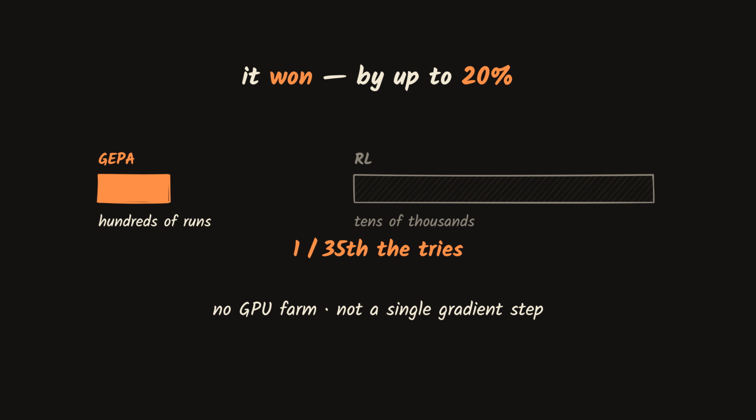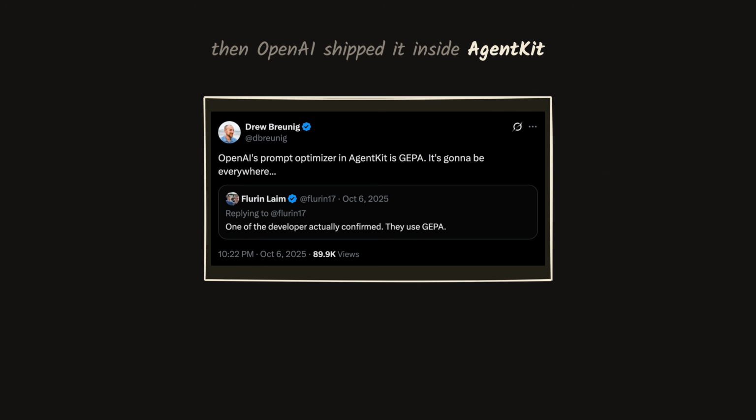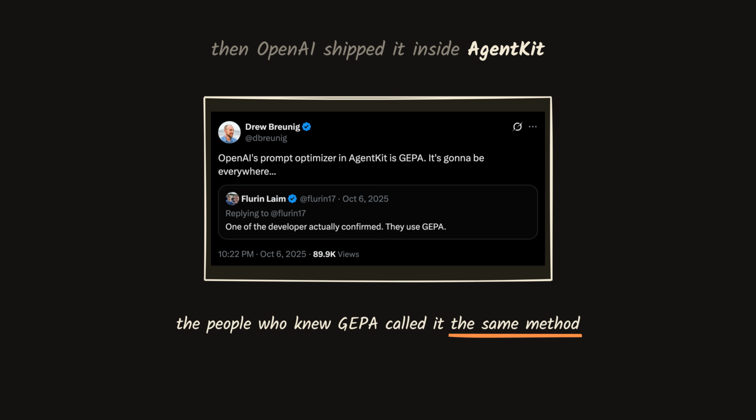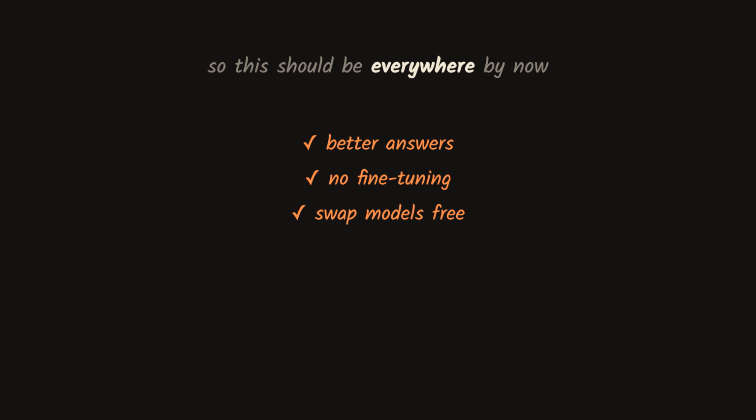And the idea didn't stay in the lab. When OpenAI shipped automated prompt optimization inside its new agent product, the people who knew GEPA took one look and called it the same method. So this should be everywhere by now. It promises better answers with no fine-tuning and lets you swap models for free.